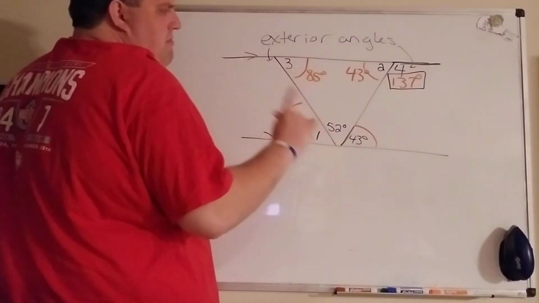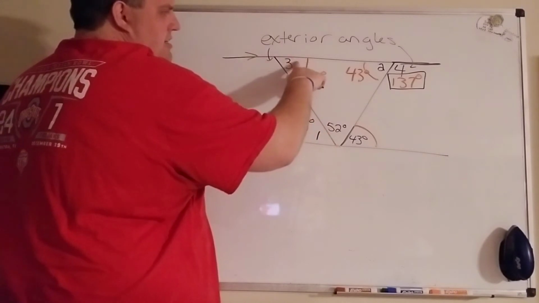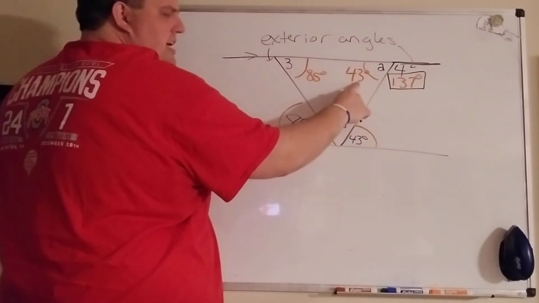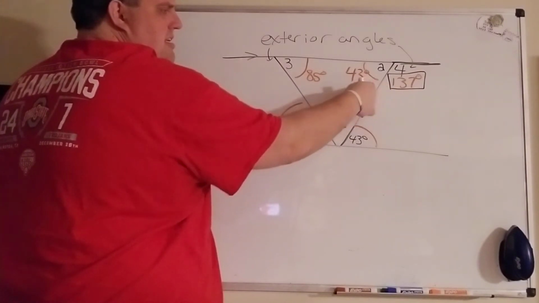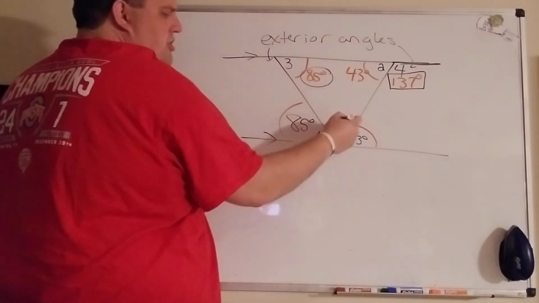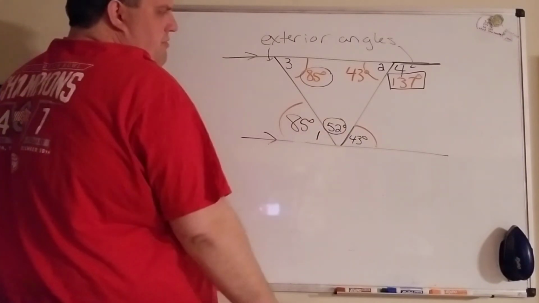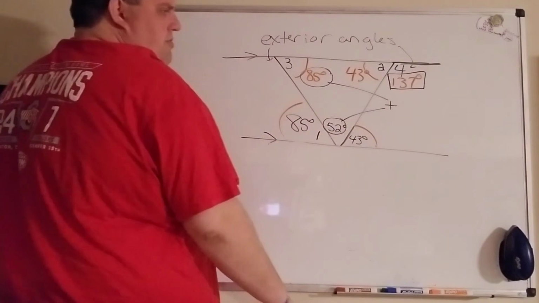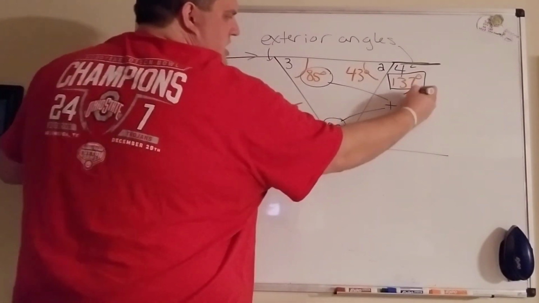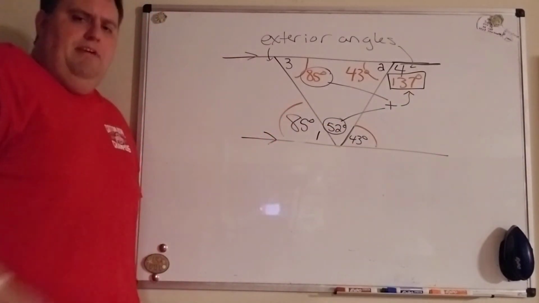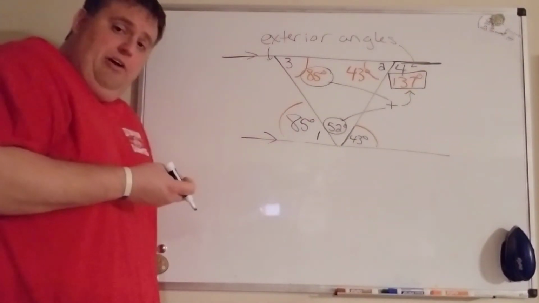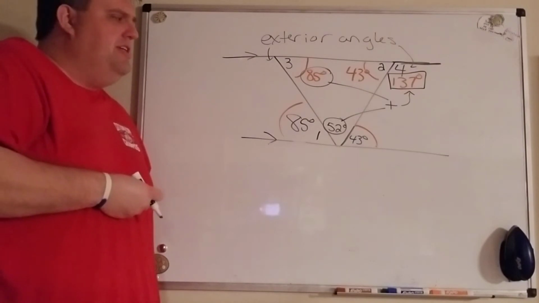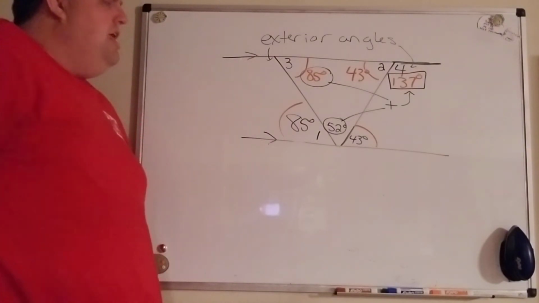So when I say remote interiors, remember my interiors are inside the triangle. The one next to it is not remote, it's adjacent. So that means the other 2 are called the remotes. So if I took 85 plus 52, that's actually just going to give me 137. And so an exterior angle is always going to add up to the 2 interior remotes of that other triangle.